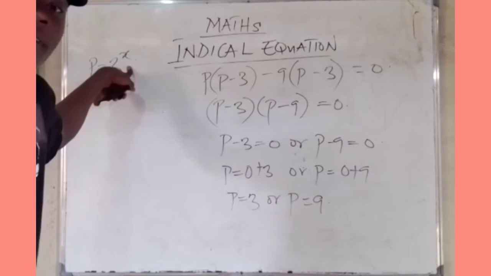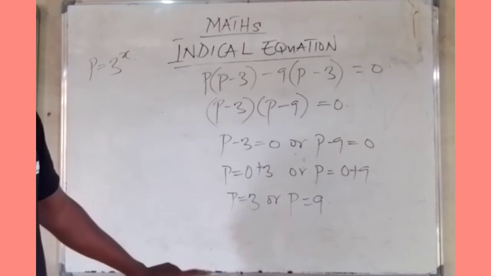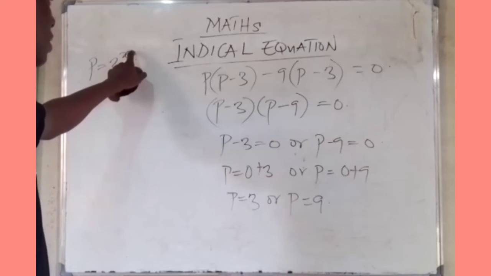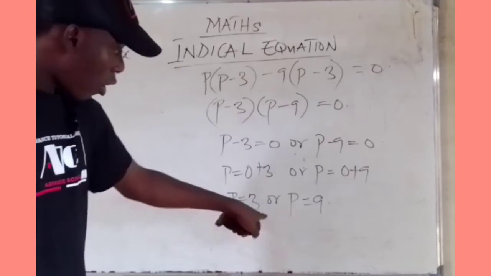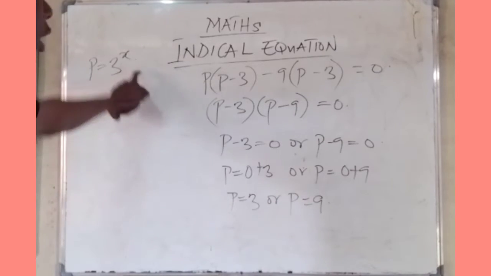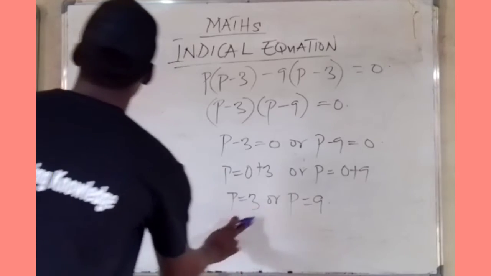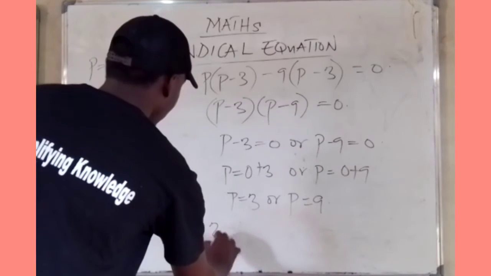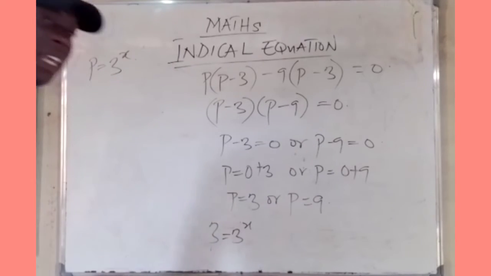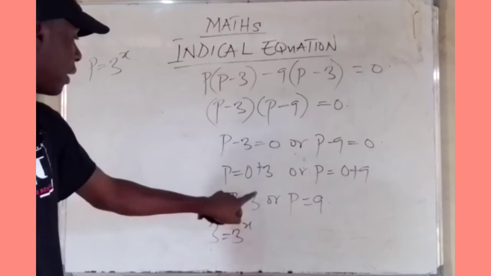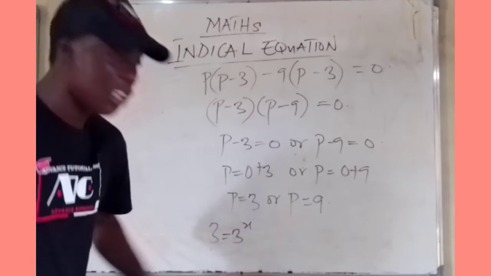Now recall that we had written somewhere that p equals 3 raised to the power of x. Our goal is to look for the value of x, not p, because from the question, we're asked to look for the value of x. So I have two values now, p equals 3 or p equals 9, and I'm looking for x. For the first value of p, which is 3, I'll substitute it into this equation. So it's going to be 3 equals 3 raised to the power of x.